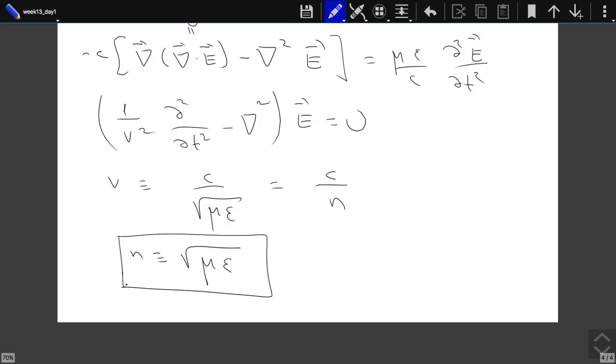And since mu and epsilon can depend on the frequency, so does the refractive index depend on the frequency. Well, most of the time mu is very close to 1. Its deviation from 1 is typically of the order of 10 to the power minus 4, 10 to the power minus 6. So n will be something like square root of epsilon, approximately. So it's mainly the dielectric constant that determines the refractive index of a medium.